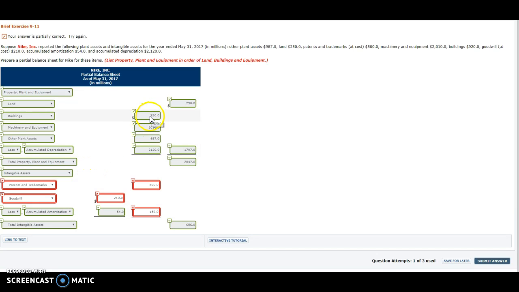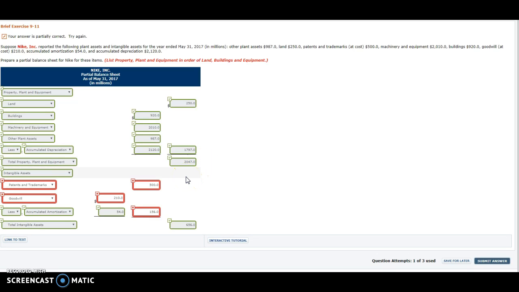So what I did here, I added the buildings, the machinery and equipment, the other plant assets together. Then I subtracted the accumulated depreciation, and I got 1,797 million. Then I added the land and the total of the buildings, machinery, and other plant assets minus the accumulated depreciation, and I came up with the 2,047 million.